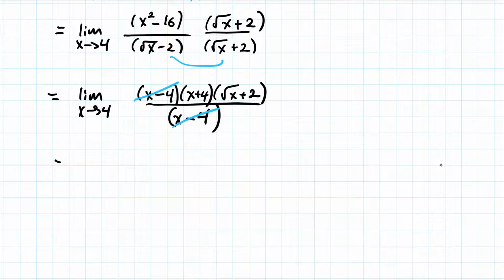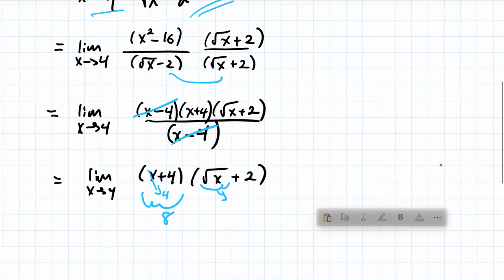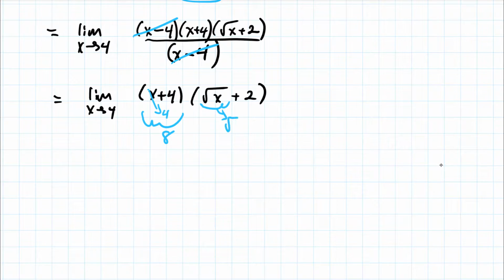Okay, so what's left is the limit as x goes to 4 of x plus 4 times the square root of x plus 2. And since x is going to 4, this whole thing is converging to 8. And since x is going to 4, this term has to converge to the square root of 4, which is 2. So the whole thing will converge to just 2 plus 2, which is a 4. So anyway, we see that we get an 8 times a 4 from this, which is 32.